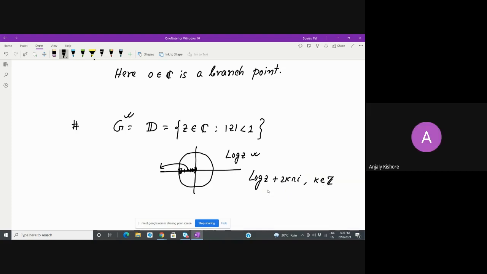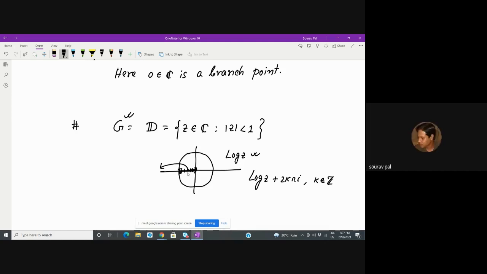Sir, I had a question. Sir, log z plus 2k pi i, can it be geometrically viewed as the overlappings of this branch cut? Overlapping means 2k pi i argument variation is coming, so one rotation, does it mean like that? If you change k, you have a new function. No, I'm asking the geometrical viewpoint. How can we visualize this other branch cut? That's my question.